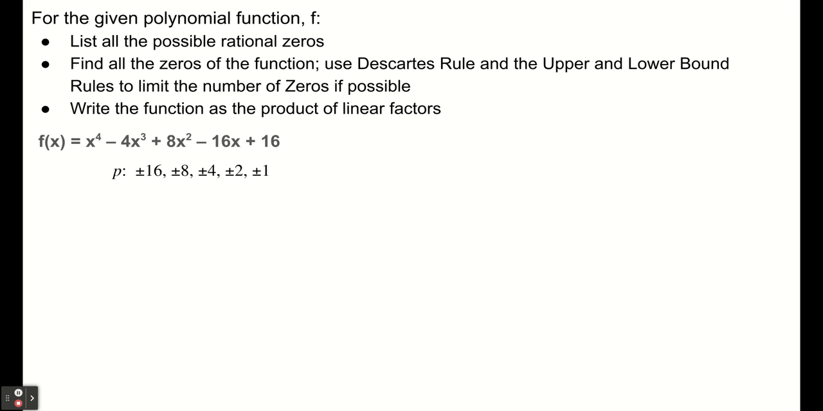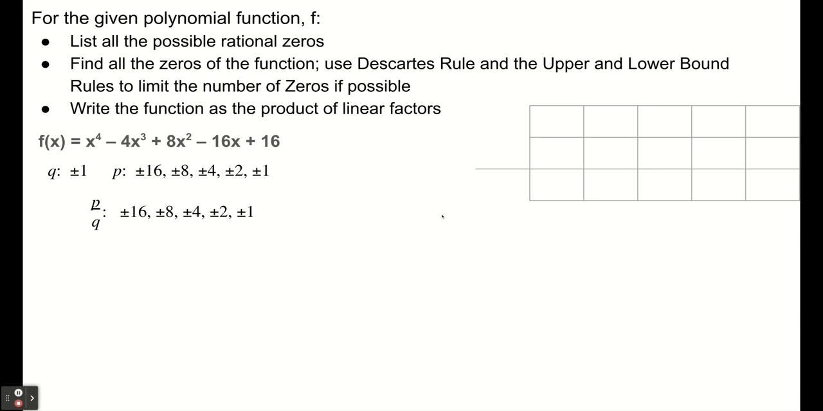Once again, P are all of the factors of your constant term, Q is plus or minus 1, the factors of the leading coefficient, and P over Q are our possible rational zeros. We've already tried 1, and it doesn't work. There are 9 more that we could try, but we're going to try 2 because we were visualizing this function. So here are our coefficients, and we're going to divide by 2.